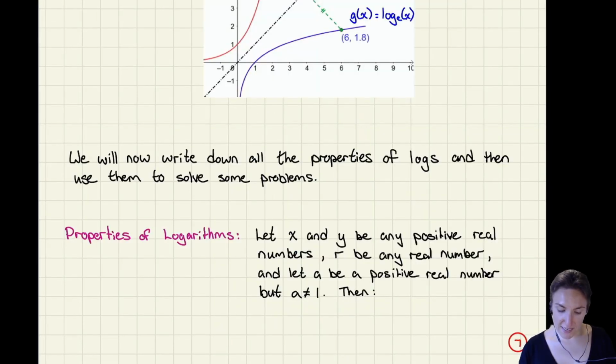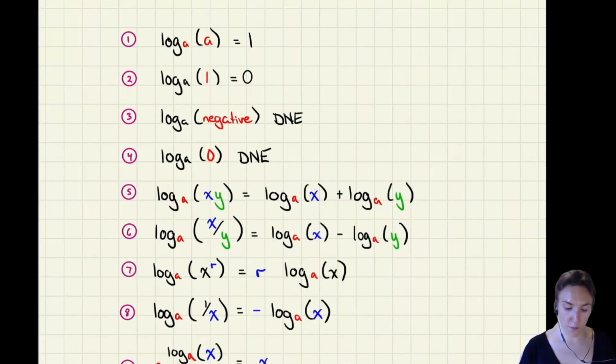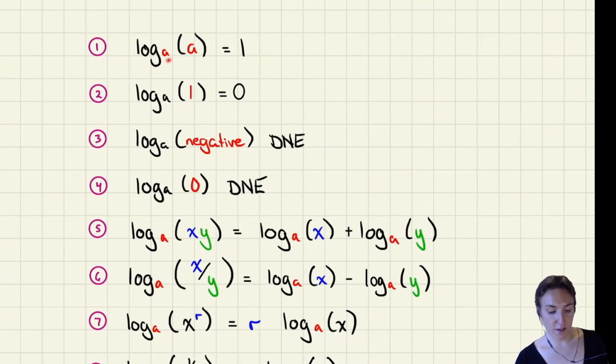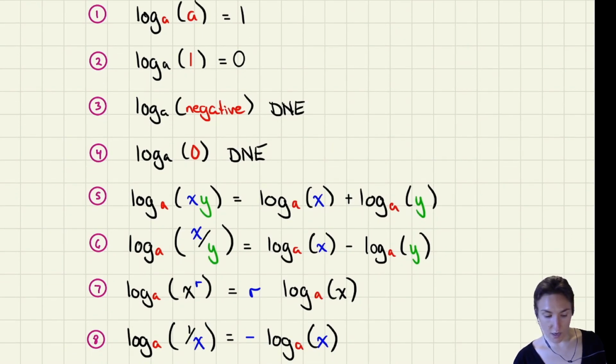So let x and y be any positive real numbers, r can be any real number, and let a be a positive real number but not equal to 1. Okay, so that's just formally introducing the variables. So if you ever see the base and the number inside the log are the same, so log base a of a, this is just equal to 1. Okay, it's like it cancels each other out. If you see log base a of 1, this is always equal to 0.